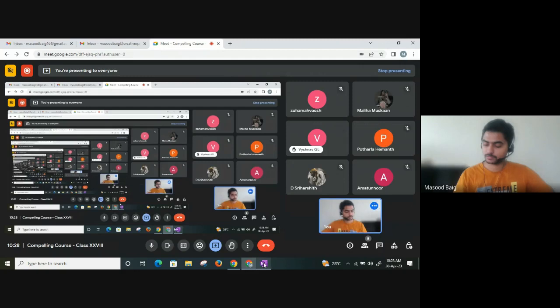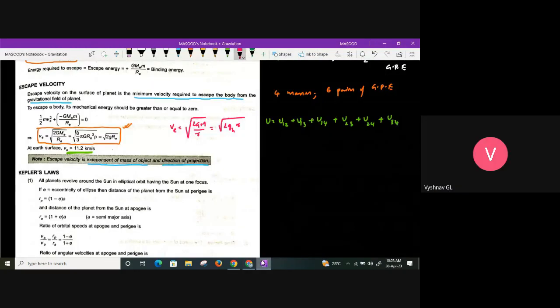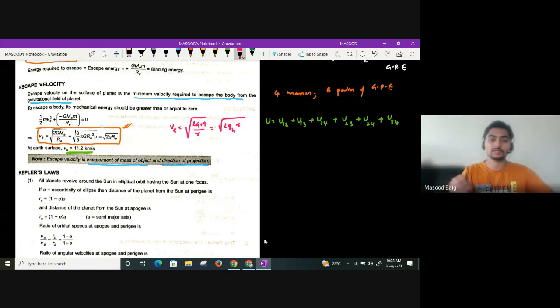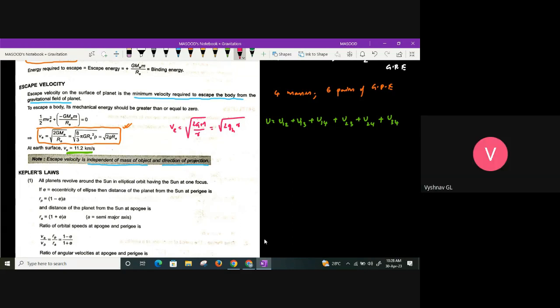Yes, Vaishnav, any problem? Sir, by the surface, do we mean the ground or the outermost layer of the earth? No, no, the surface of the earth. Where would the ground be? It is the outermost layer of the earth. Yes. Okay.